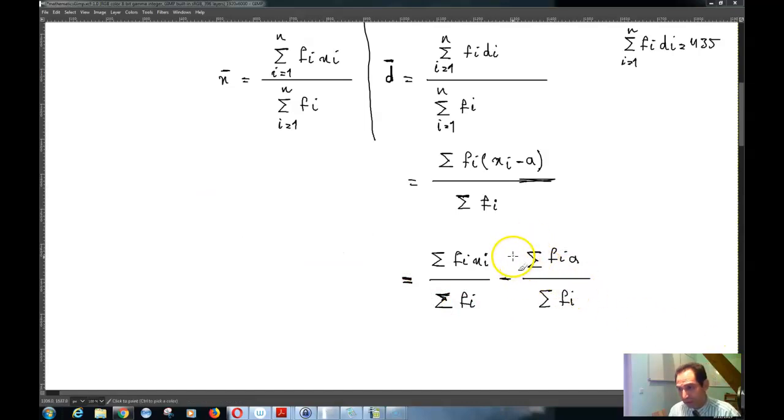Although at first sight it might seem weird to you. And you know that sigma f of i x of i over sigma f of i, we had this over here, and that's equal to x bar, right? So the left side is of course d bar, and so you can write d bar is equal to x bar minus sigma f of i times a over sigma f of i.